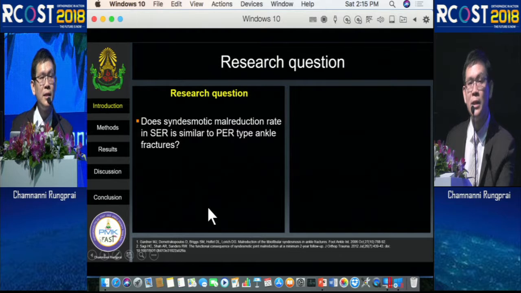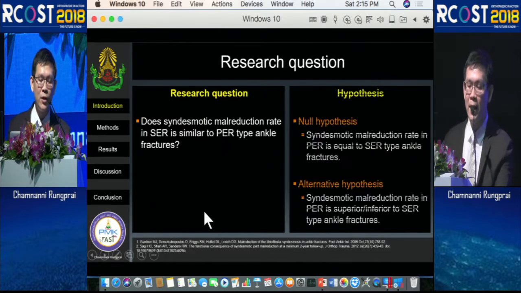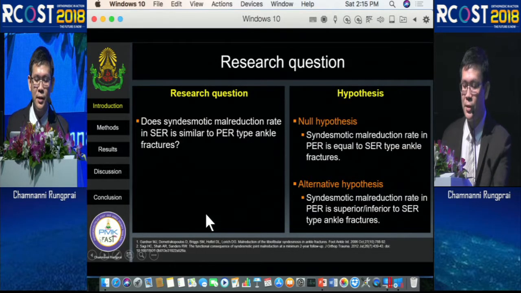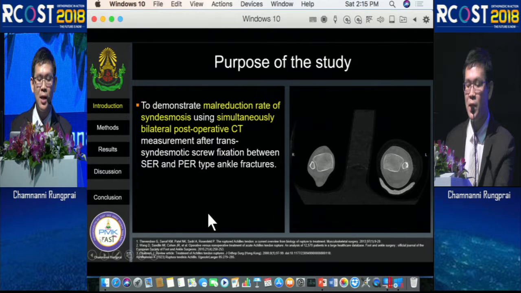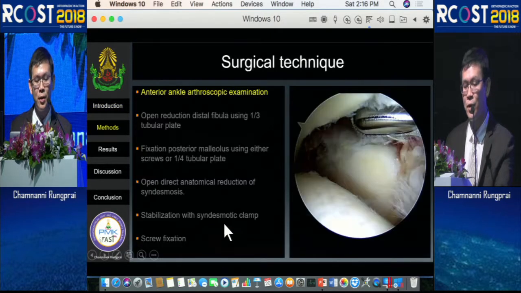This leads to our research question: is the syndesmotic malreduction rate in SER similar to PER type ankle fracture? Our null hypothesis: syndesmotic malreduction rate in PER is equal to the SER type ankle fracture. The purpose of our study is to demonstrate the malreduction rate of the syndesmosis using simultaneous bilateral postoperative CT scan and measurement after trans-syndesmotic screw fixation between SER and PER type ankle fracture.